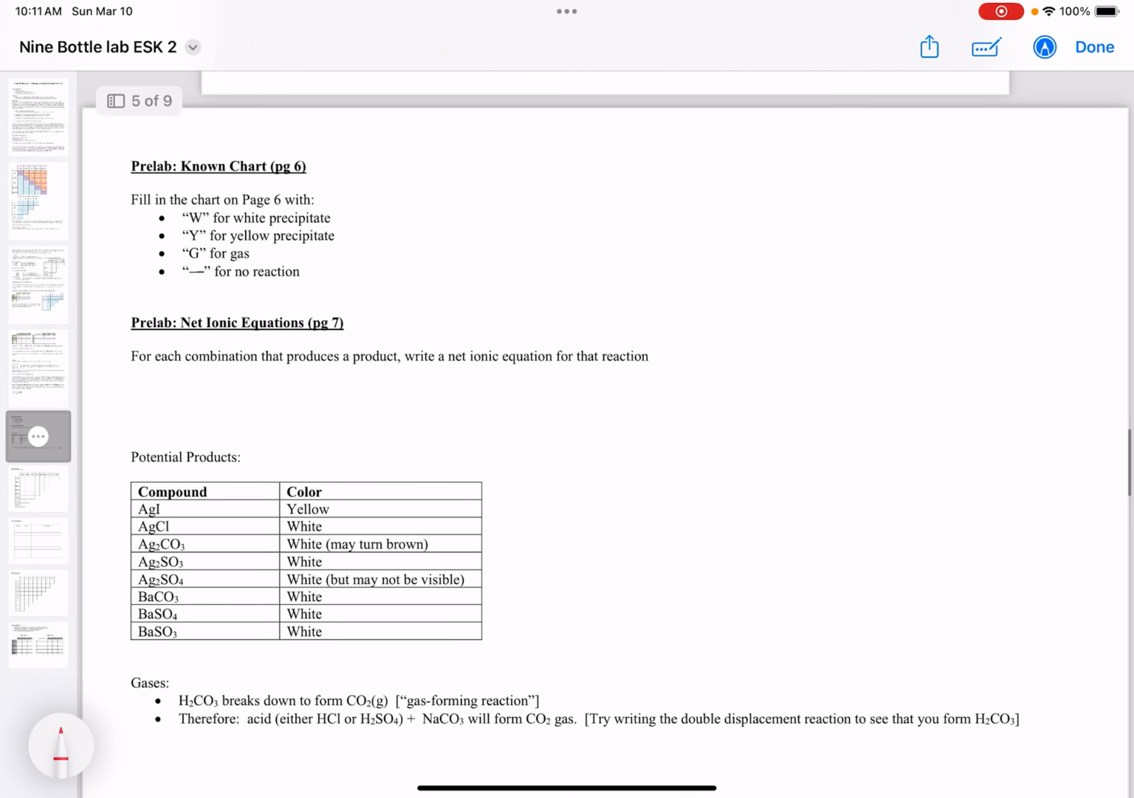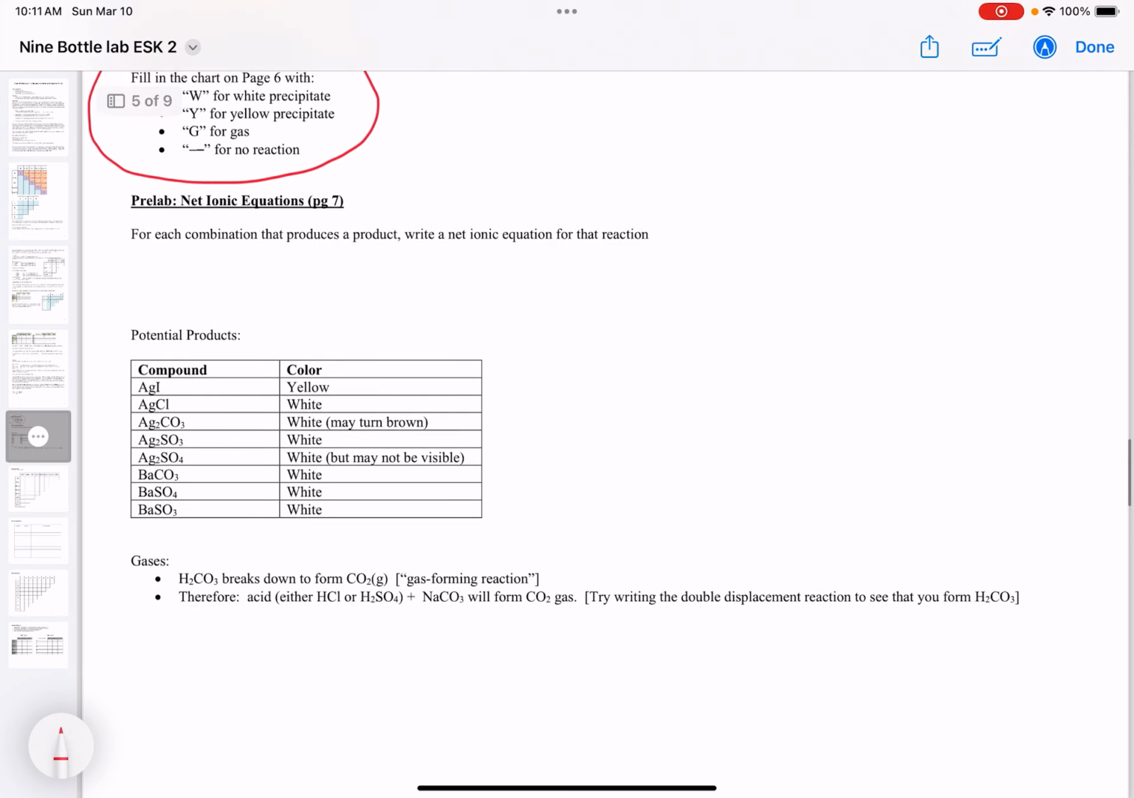So here you can see what to fill in the chart. If it forms a white precipitate, we'd put a W, a yellow precipitate, we'd put a Y, a G for a gas, and a dash for no reaction. And I don't expect you to know off the top of your head what different compounds are different colors. So there's a list of potential products here. You can see most of them are white, but silver iodide is one that's yellow.